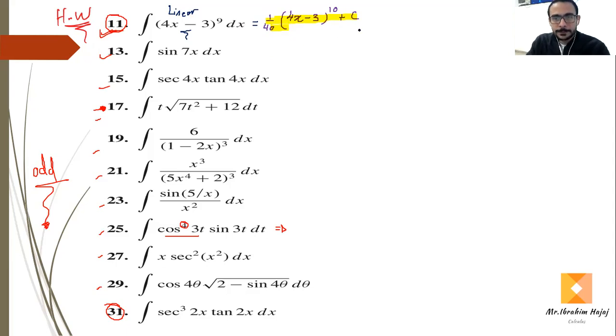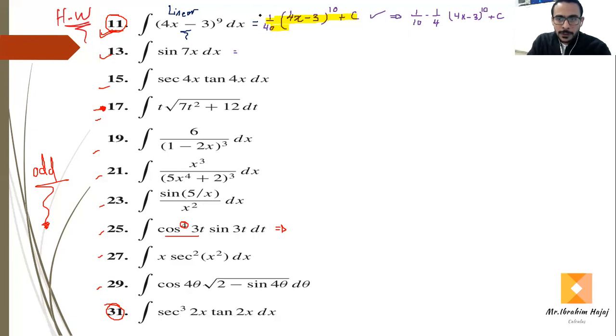I made it 1 over 4 over 10, and so 1 over 40. 1 over 10 is for the exponent, and 1 over 4 is for the coefficient of x. Then add 1 to the exponent, from 9 becomes 10, and then plus the c. Yeah, this is question number 11 in your homework.